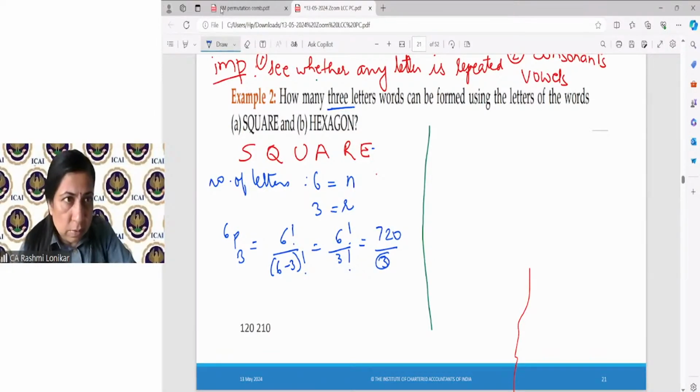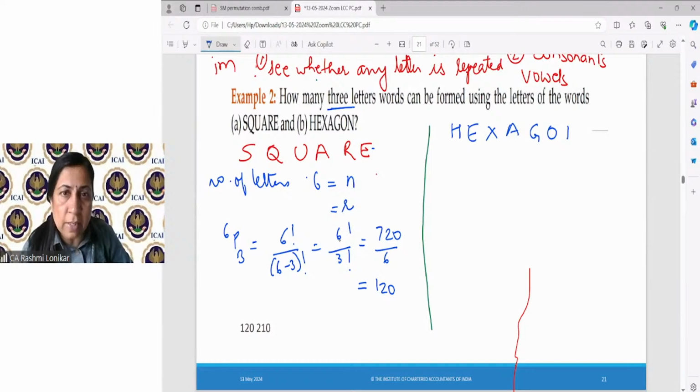Sorry, वापस मैंने 3 लिख दिया. हमें मालूम है वो टेबल यूज करना है. 6 factorial is 720. This is 6 factorial and 3 factorial is 6. So answer is 120. What about hexagon?